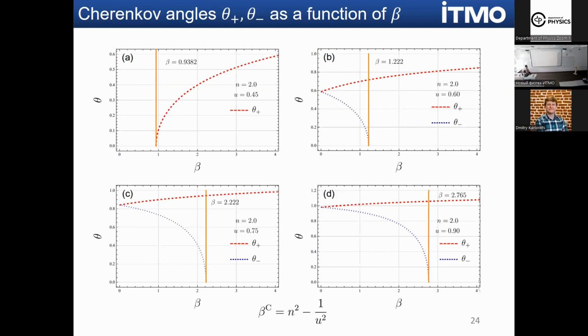Also, we can calculate the Cherenkov angles, theta plus and minus, as a function of the parameter beta. And we can see that when beta is large enough, we cease to see the second Cherenkov cone. It gets too close to 0 and goes away. This can be calculated analytically, and I produced some functions, as you can see.